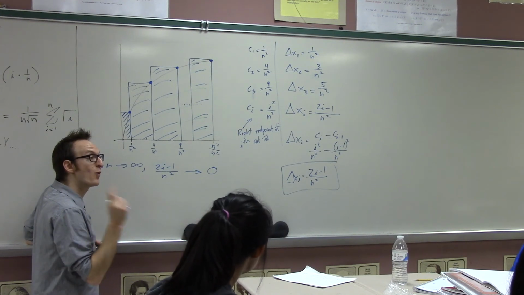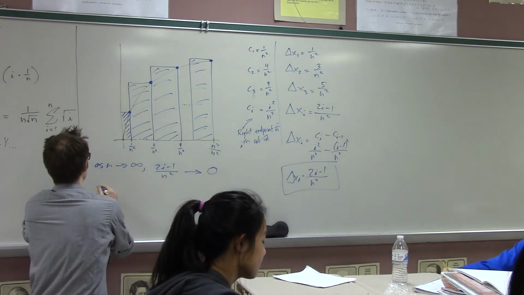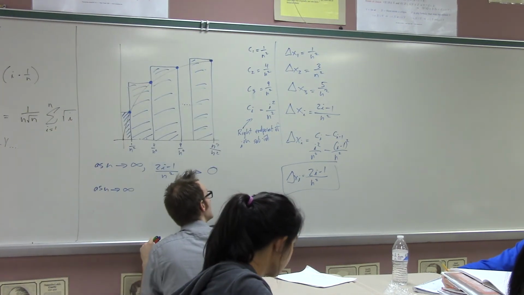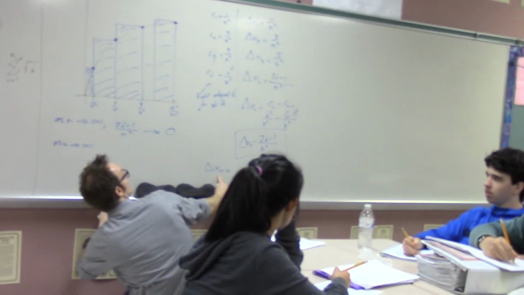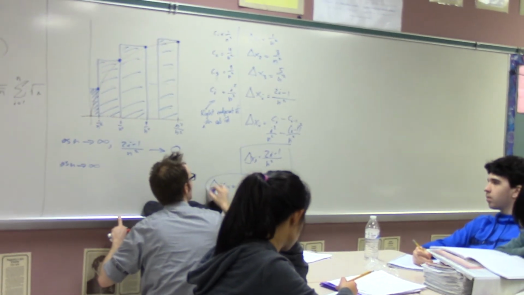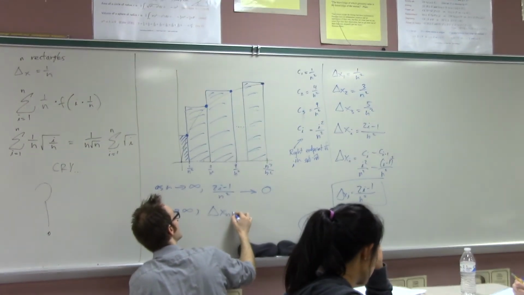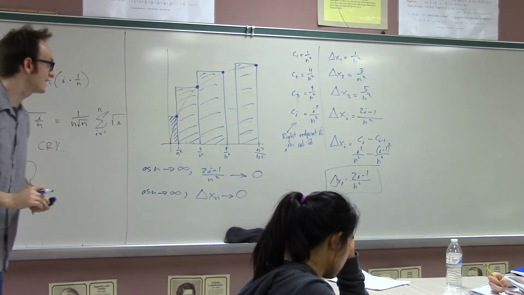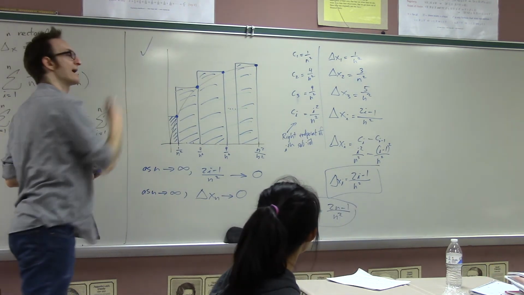And perhaps even more convincingly, let's take the widest subinterval. Which is the widest subinterval? The last one, right? The last one is the widest. What is the formula for delta x sub n, the widest rectangle? It's just going to be 2n minus 1 over n squared. So as n goes to infinity, delta x sub n goes to 0. In other words, even the widest subinterval goes to 0.